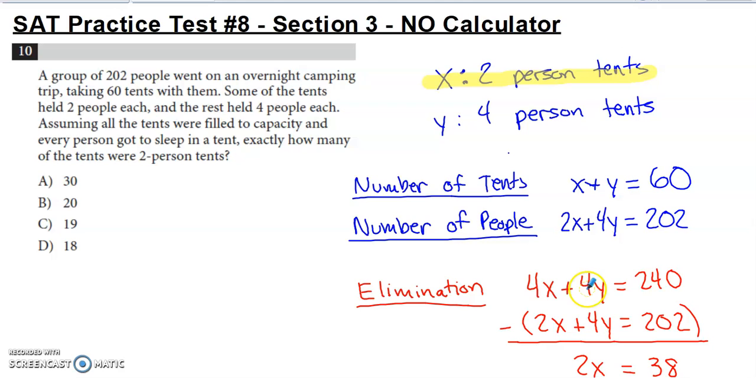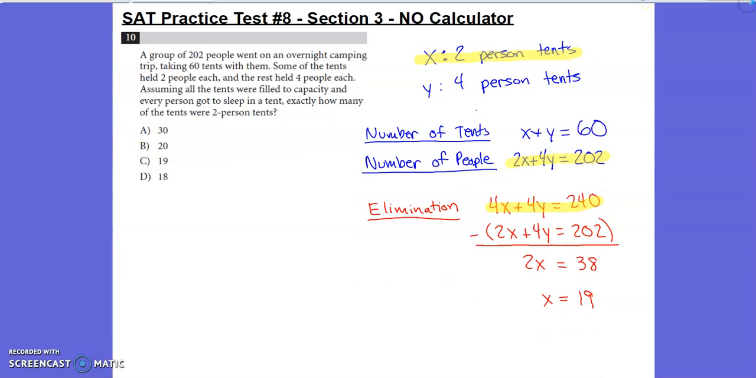And if I subtract 4y and 4y, that gives me 0y. So I'm going to subtract the original form of the second equation from the new form of the top equation. 4x minus 2x gives me 2x. My y's go away. They're eliminated. 240 minus 202 gives me 38. If I divide both sides of that equation by 2, 38 divided by 2 is going to give me an answer of 19.